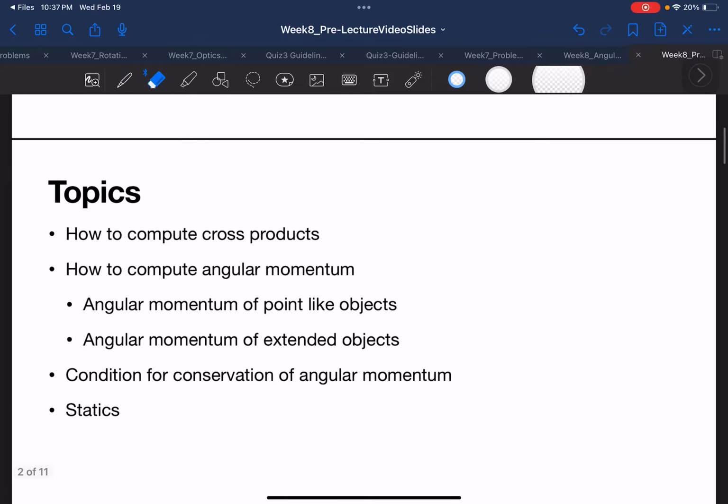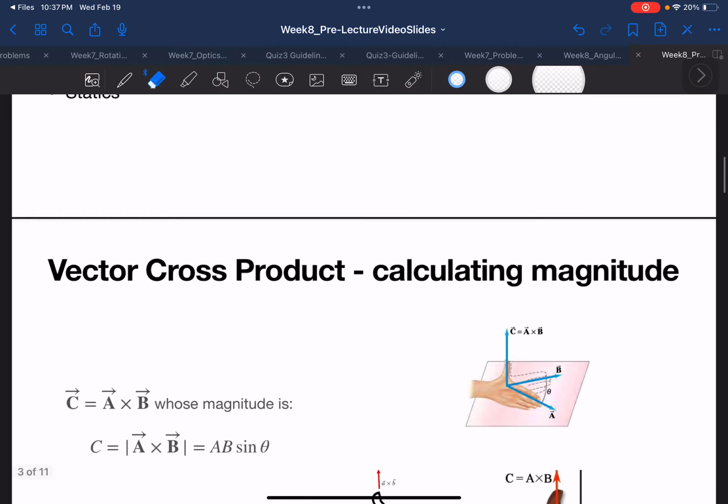Here are the topics that we'll be briefly talking about in this pre-lecture video. So let's start with how to compute cross products.